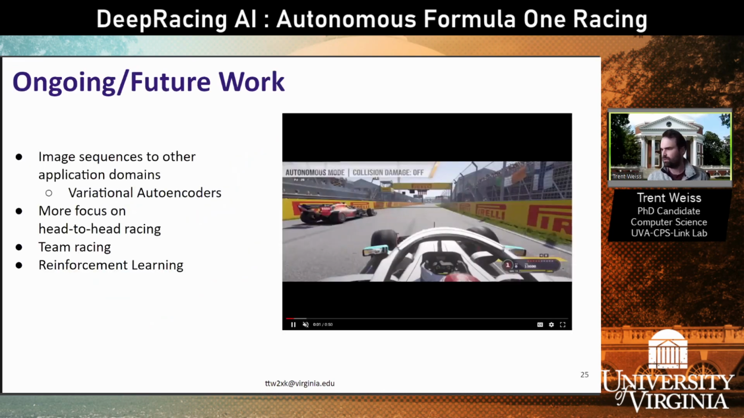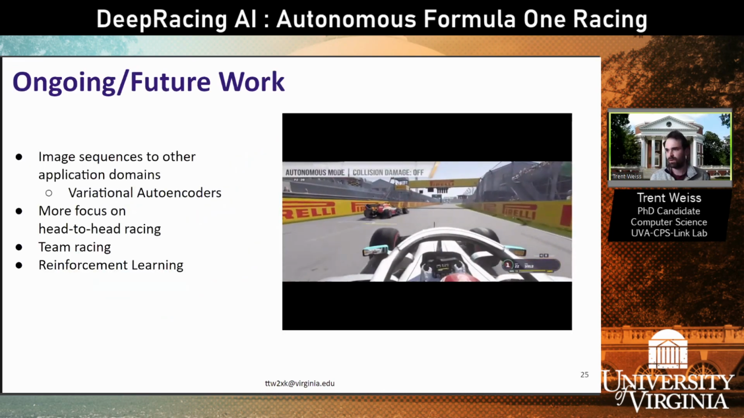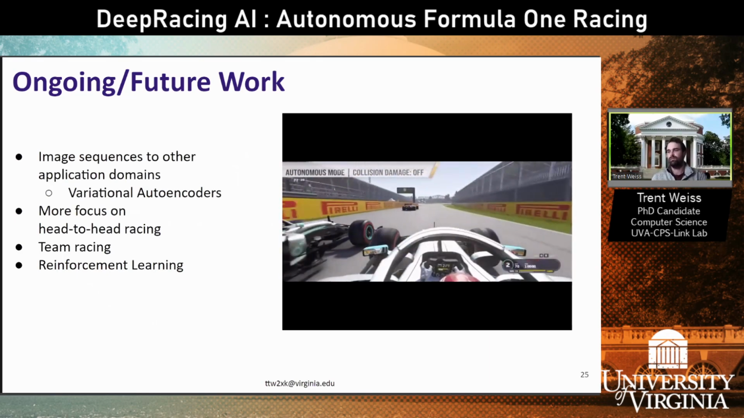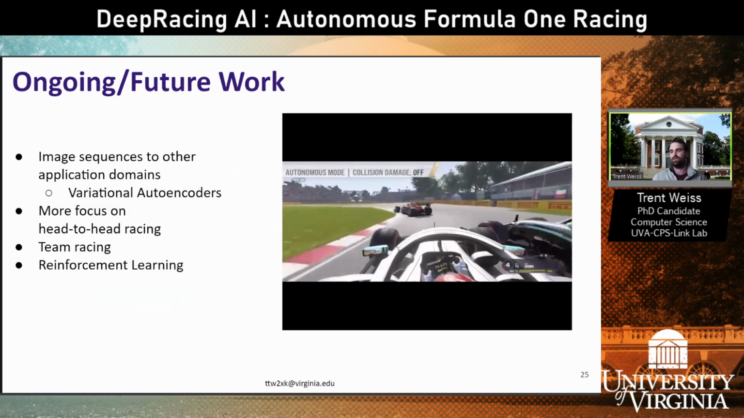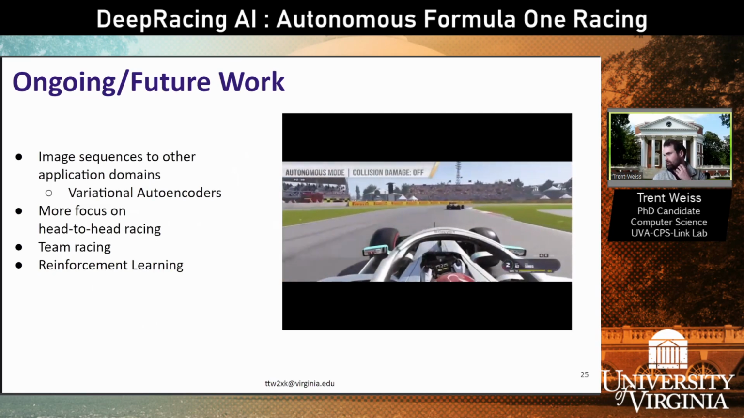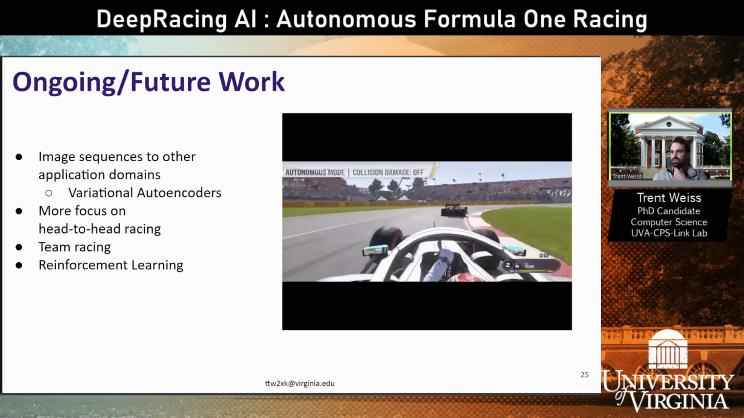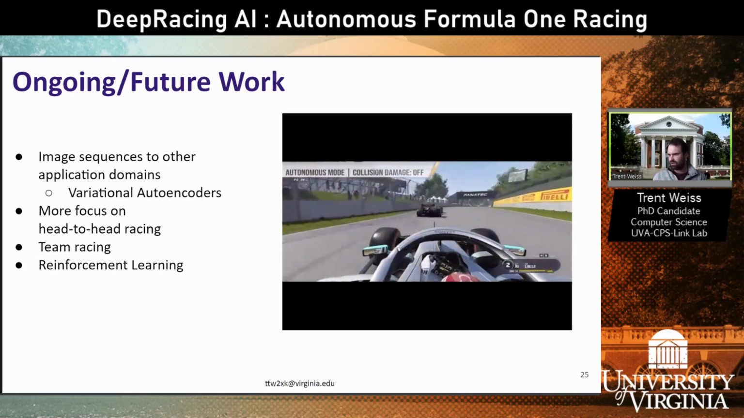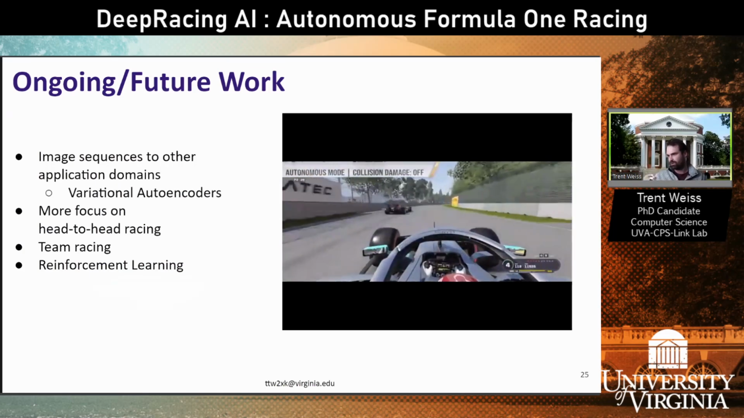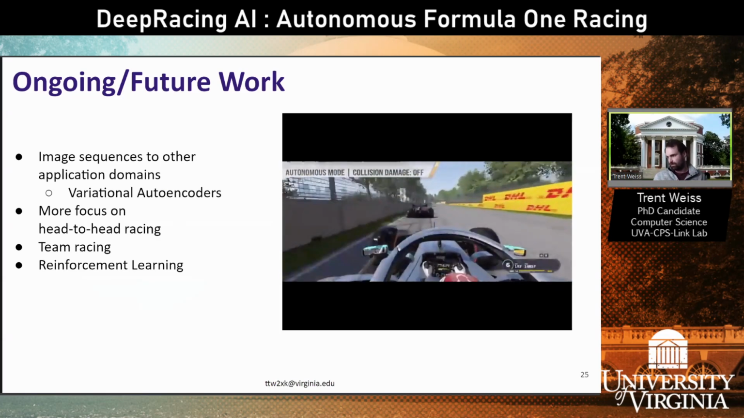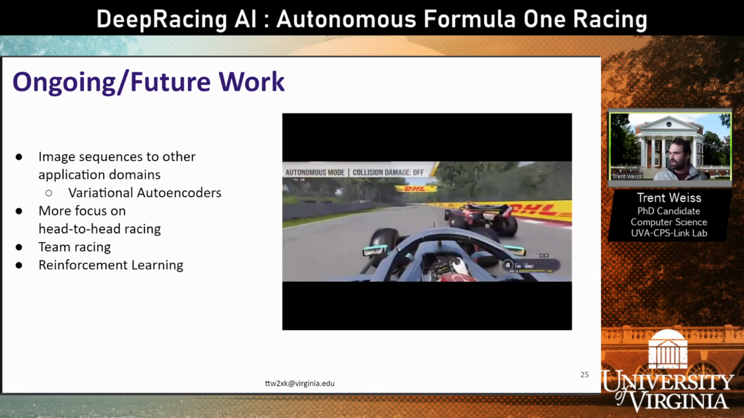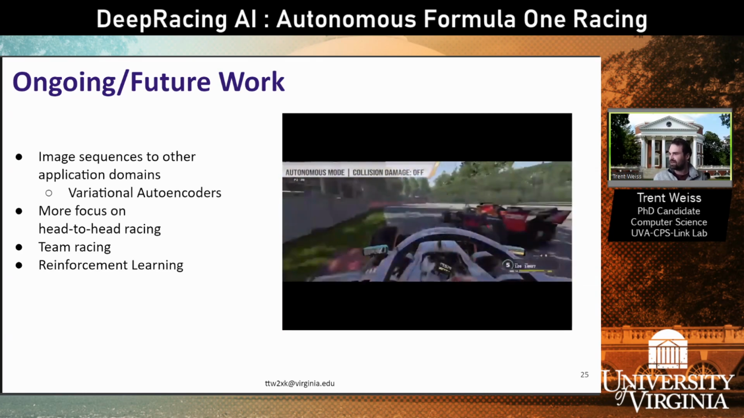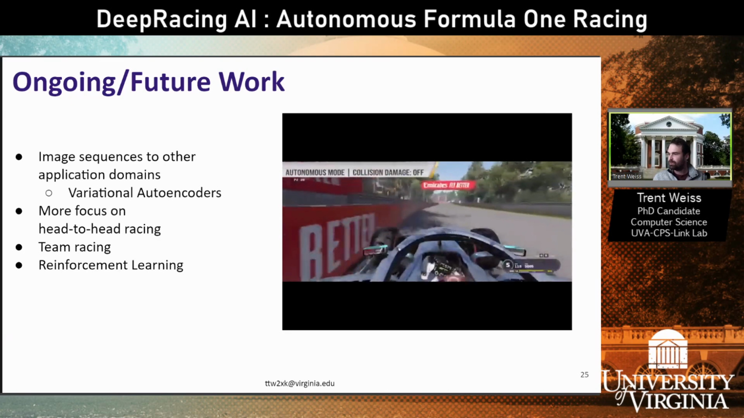Some ongoing and future work in this domain: we're looking into applying this idea of an image sequence to other application domains, for example VAEs, seeing if there's some lower dimensional manifold that these sequences of images live on. As well as more of a focus on head-to-head racing, like what you're seeing here. This is our Bezier curve predictor deployed in a head-to-head race. It works okay, but it does bump into the other cars a couple of times. So there's still some work to do.